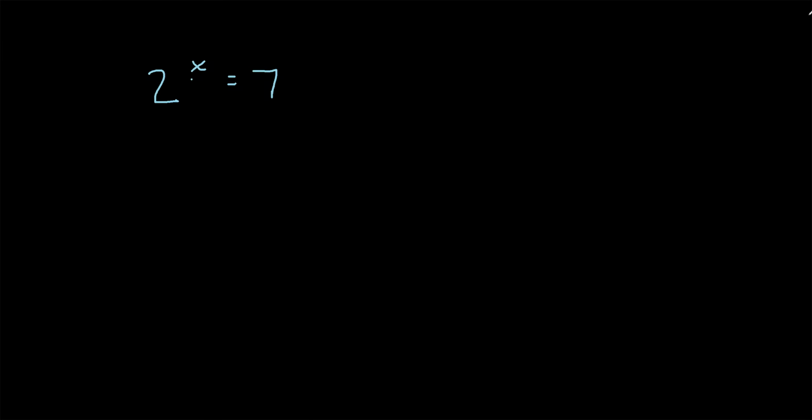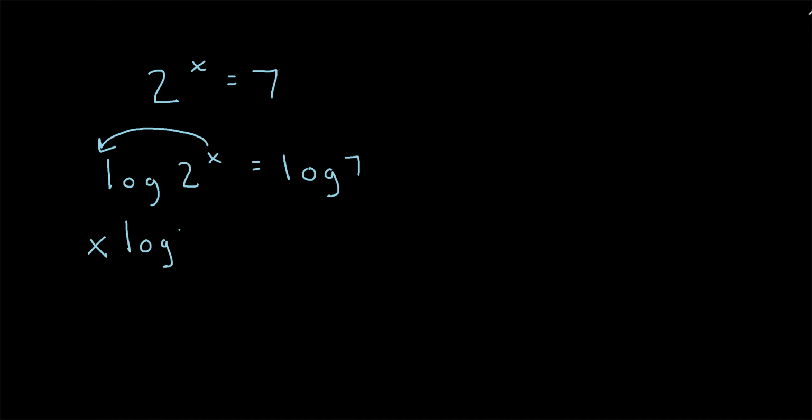Well, one trick that we can use when we have this type of equation is we can rewrite it as log of both sides. So we can say the log of 2 to the x is equal to the log of 7. Now, once we have it in this form, another trick is we can rewrite the x out front. Whenever we have a log of some number raised to a power, that power can be rewritten in front of the log. So we can rewrite this as x times the log of 2 is equal to the log of 7.